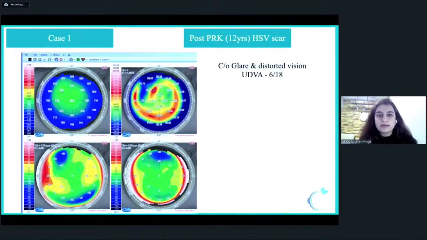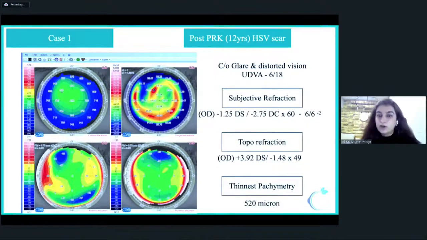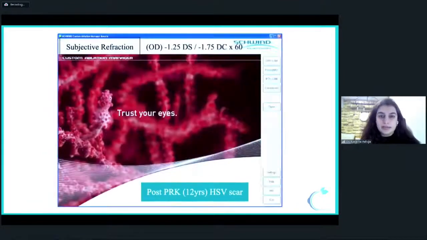Now a patient who had topography like this, who had not been wearing glasses, came with glare and distortion of vision and decreased vision. The subjective acceptance is such, the topography acceptance is the cylindrical acceptance, that means matching the topo refraction. Also the thinnest pachy is 520, so I have enough pachy to do the topo-guided ablation.